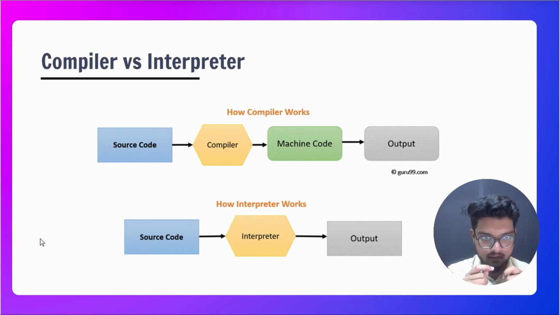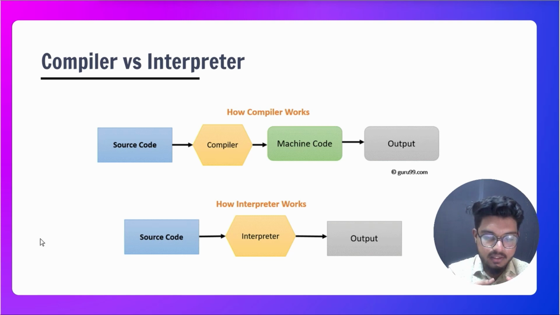In a compiler, the source code is given to the compiler and the compiler converts that code into machine code. Machine code is nothing but binary, ones and zeros, and the computer can understand those ones and zeros, and based on that code the computer generates the output. Whatever task or operation you want to perform is done using that machine code. This is how compiler languages work.